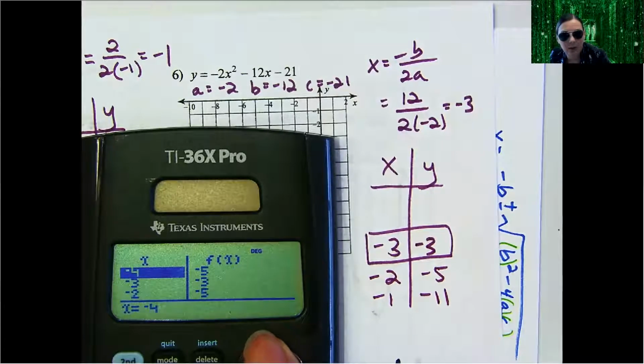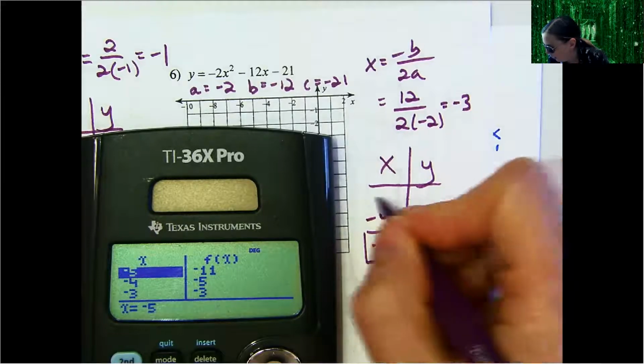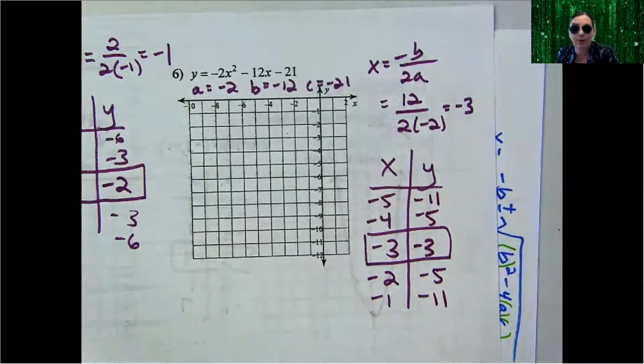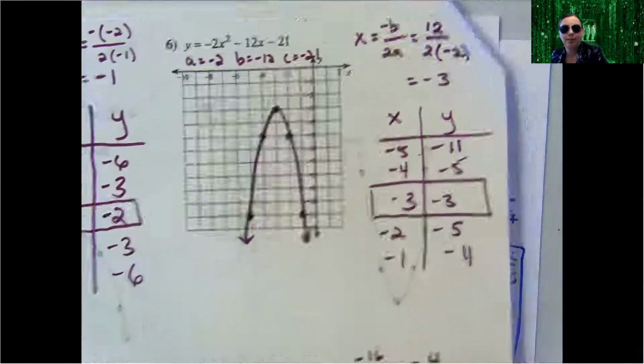And I'm going to arrow up to grab 2 more values. So -4, -5, -5, -11. Time to graph. All right. Once you graph it, it should look like this.